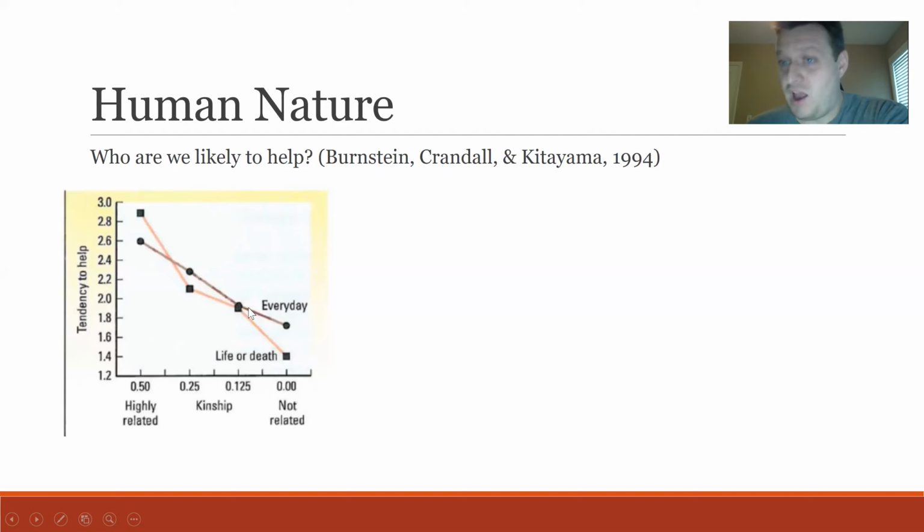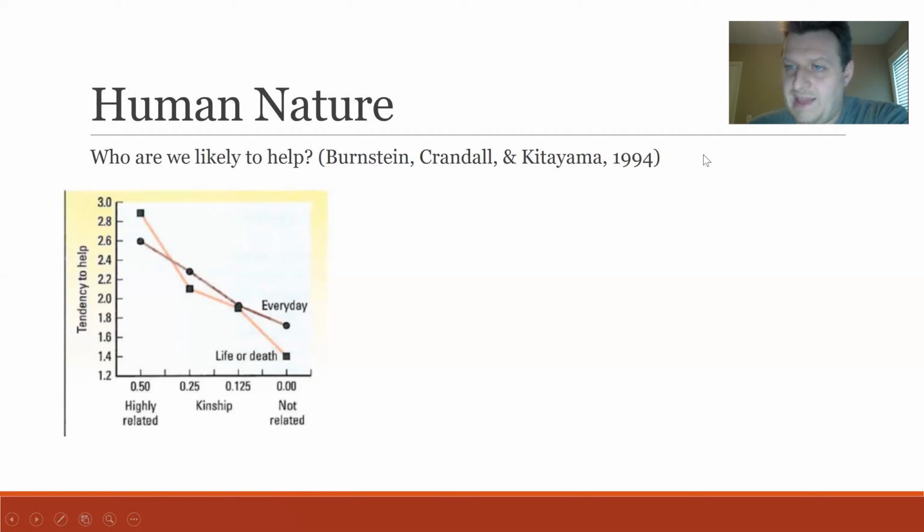That's a non-evolutionary explanation of the same data. And we can't tease those two interpretations away from one another just with one study here. Again, we can't go back in time and look at the selective pressures for our ancestors. All right, so this was how related someone is.